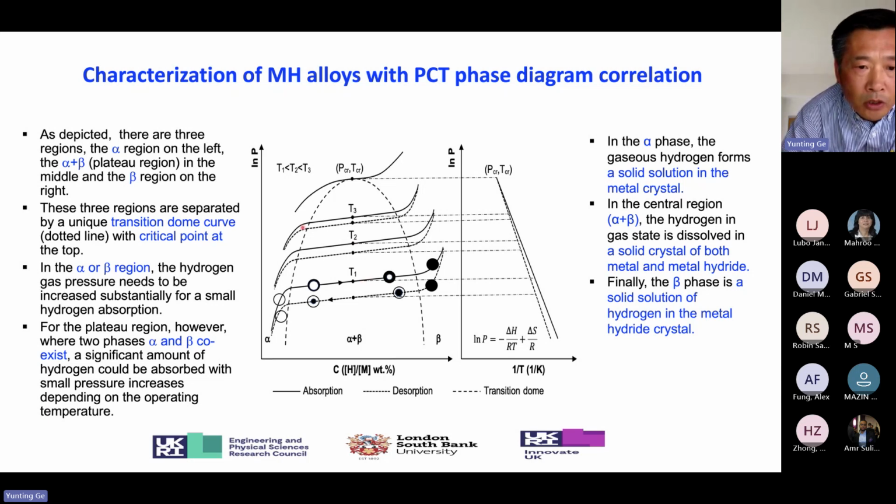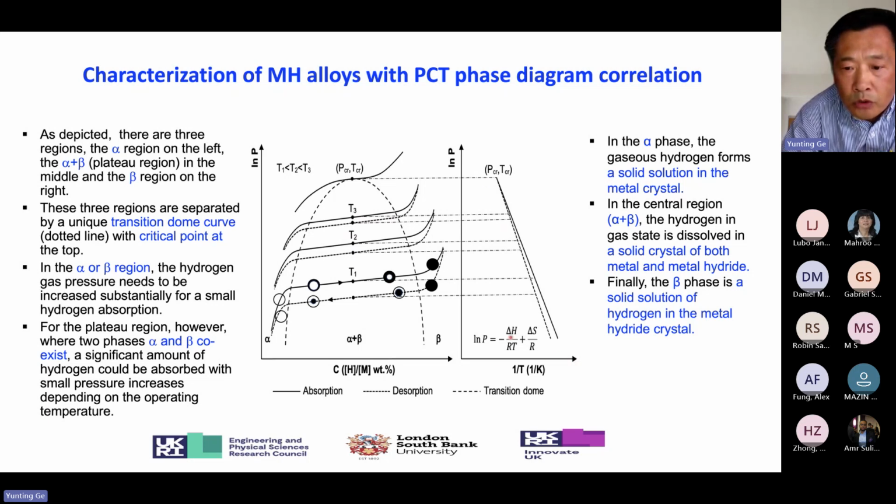So the solid line we call the absorption line, and this one we call the desorption line. Here, in the middle point of the alpha and beta region, if you draw a line to here, you can see another diagram.